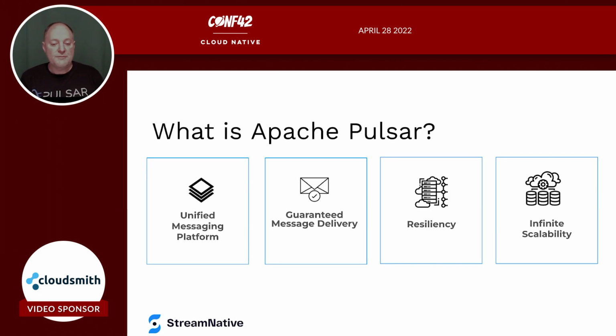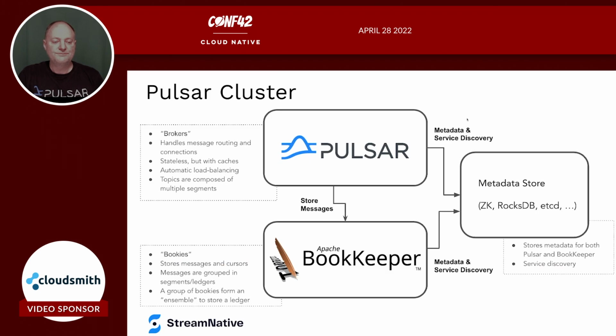As expected with messaging, all your messages are guaranteed. It's a very resilient system, and you'll see why with the underlying architecture. You can scale out as big as you need to. There are a lot of large companies scaling out to petabytes and thousands of machines, as big as you need to go, or if you're just starting out, one Docker container.